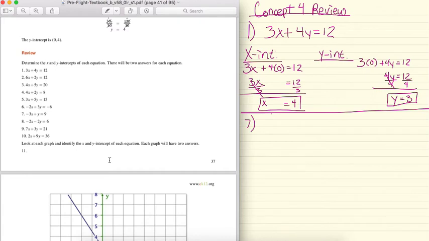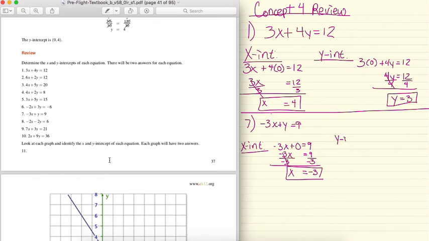Number 7 says negative 3x plus y equals 9. And again, I want to find the x and y intercepts. So just as the same process I used above, first I'm going to find the x-intercept. So I'm going to plug 0 in for y. Here, plugging 0 in for y just means I'm plugging 0 in, and it looks like this, where I have negative 3x plus 0 equals 9. That means I have negative 3x equals 9. Solving for x, I'm going to divide by the number being multiplied in front of it, which is negative 3. And that's going to give me x equals negative 3. And that is my x-intercept.